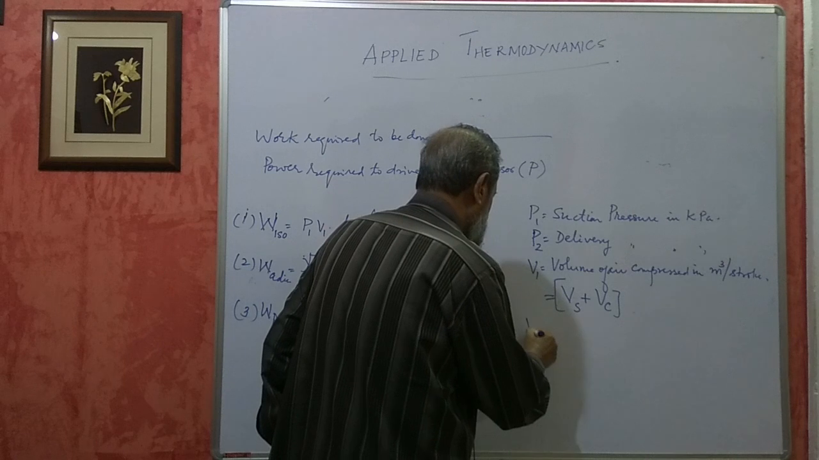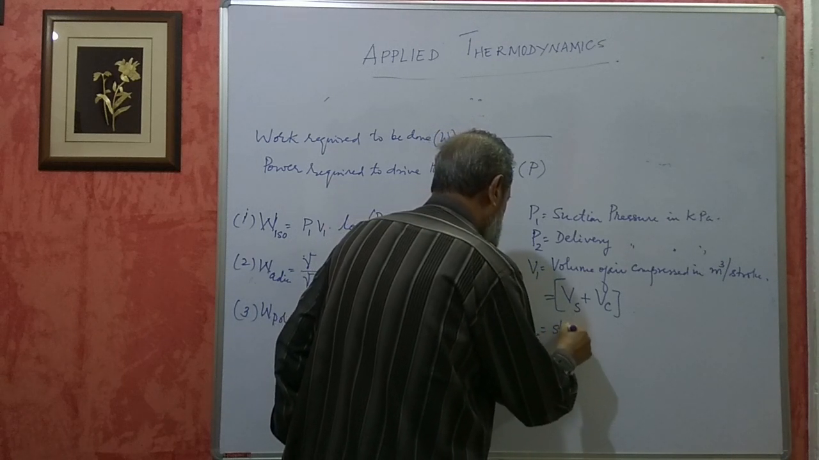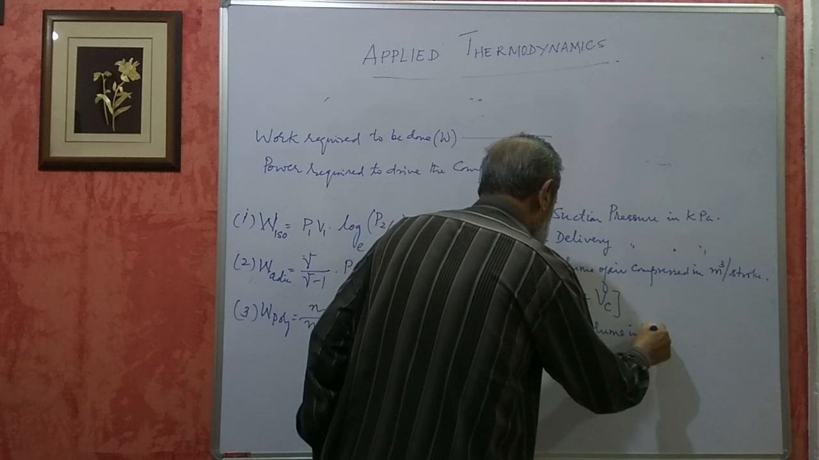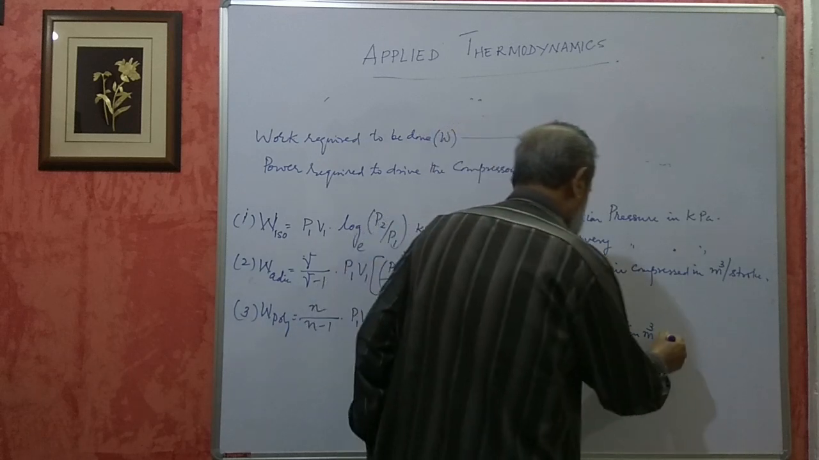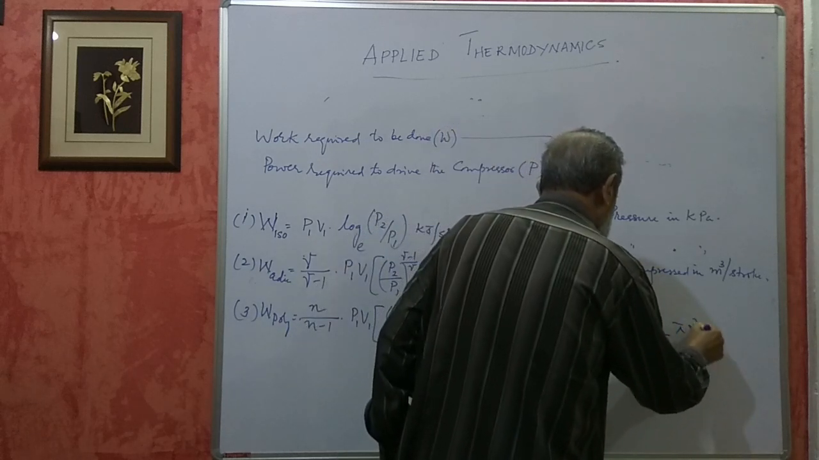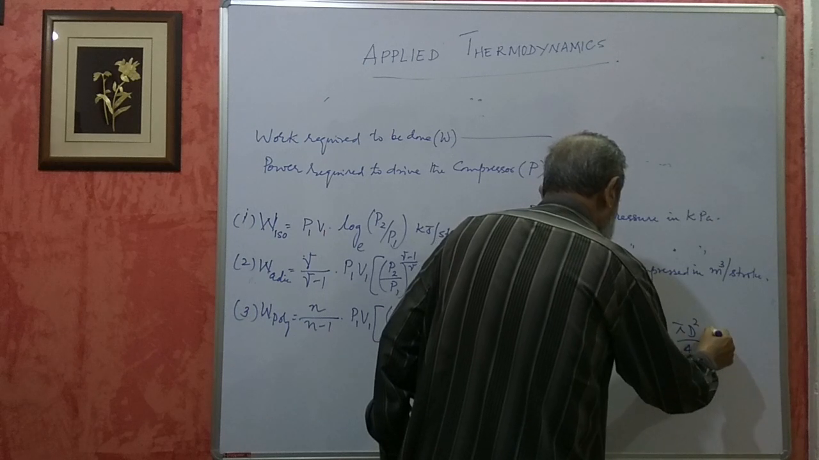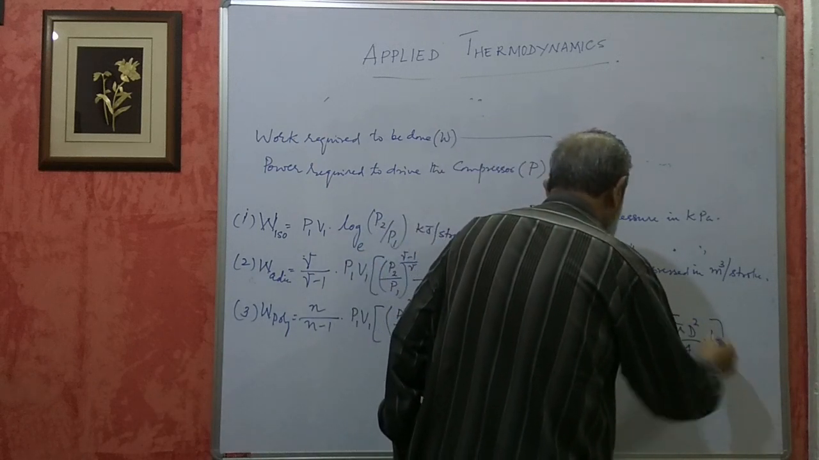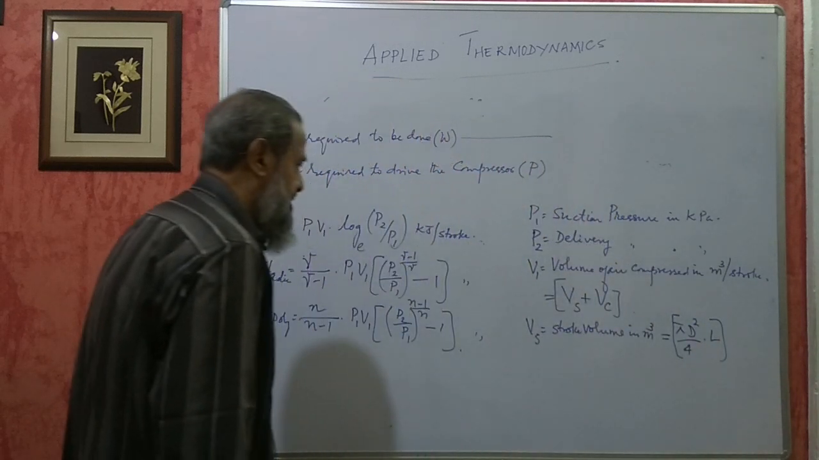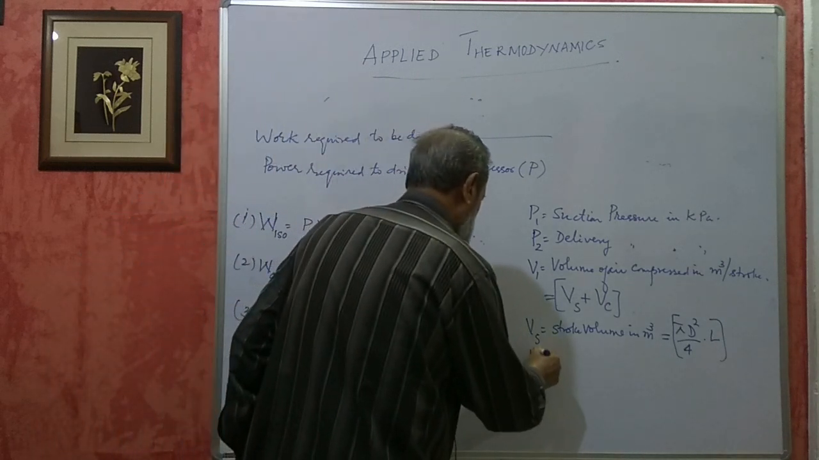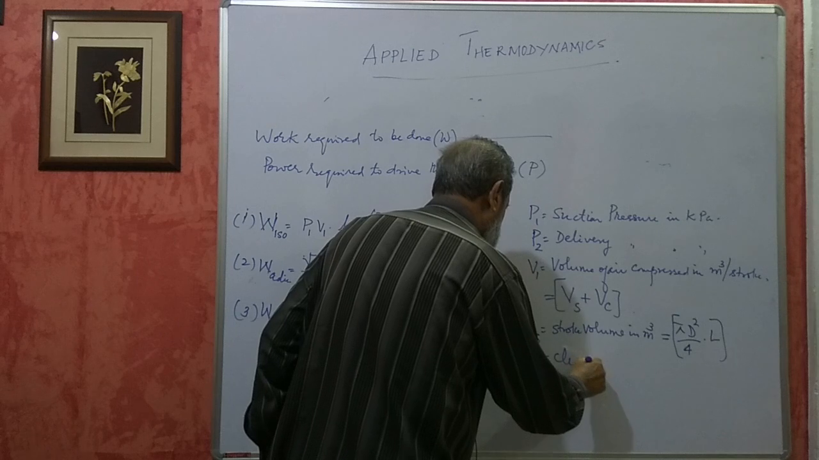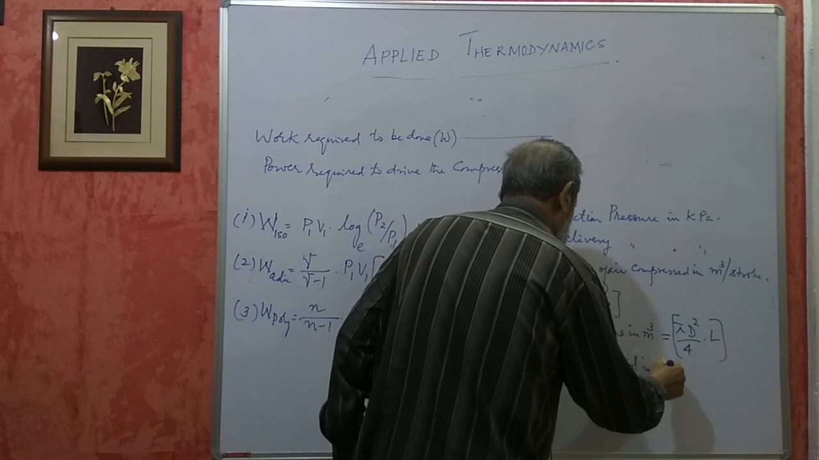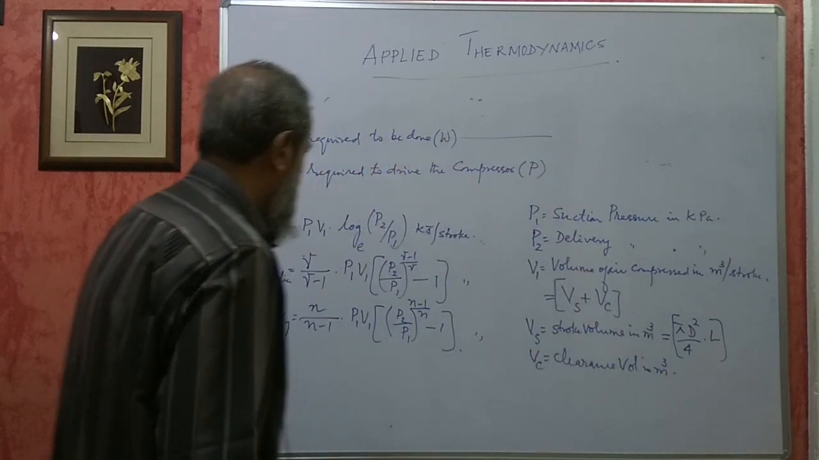If that is neglected, Vs is stroke volume, in cubic meters. If it is not given directly, it should be calculated. They will give the diameter of the cylinder and stroke length. By using this formula, we can calculate this. D is the diameter of the cylinder, L is the stroke length, Vc is clearance volume. If clearance volume is not given, it can be neglected. You can neglect it. It will be told that you neglect it in case it is not given.